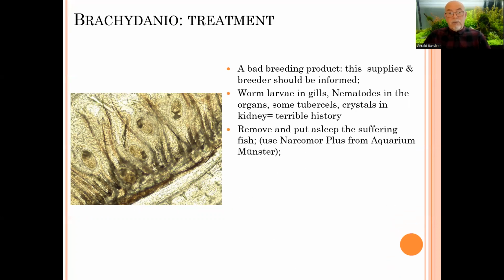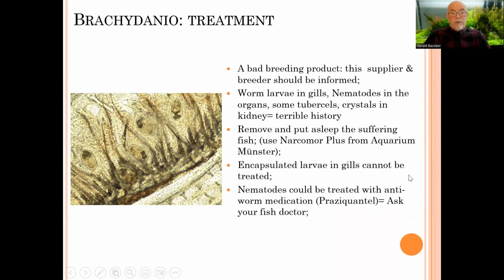The first thing we can do is remove the very weak fish and put them to sleep with Narcomore Plus, which is a tranquilizer from Mac Munster. The encapsulated larvae in the gills, like I said, are encapsulated and no medication can reach them, so you cannot do anything about it. The nematodes, on the other hand, can be treated with anti-worm medication. So the fish which are still swimming around and look well conditioned might have very few encapsulated larvae in the gills, but might have nematodes, which you can kill with that medication. Maybe afterwards you need an antibacterial treatment because that might be a secondary problem.